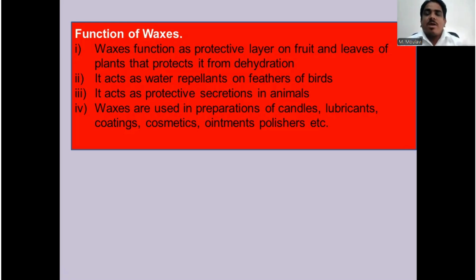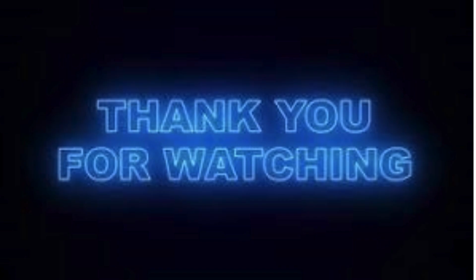So here we have seen the two types of simple lipid, fats and the oil. Second type of simple lipid is also the waxes. So it is very important to note that we have to differentiate between the fats and the oil. Also, we have to differentiate between fats, oil, and the waxes. The fats, oils, and the waxes are the types of the simple lipids.